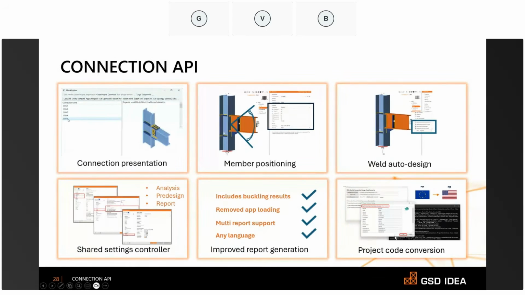The next one is the project code conversion. If you have a batch of IDEA StatiCa native files in Eurocode and now you want to convert all these Eurocode files to American code, then you can use this project code conversion call and convert all your native files from Eurocode to US code, which will be done very quickly, within minutes.